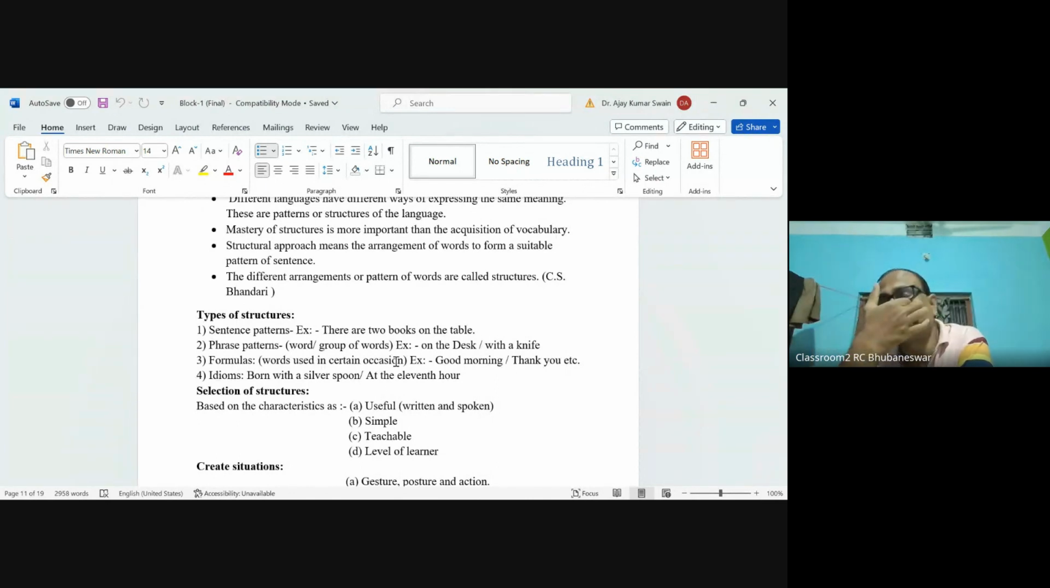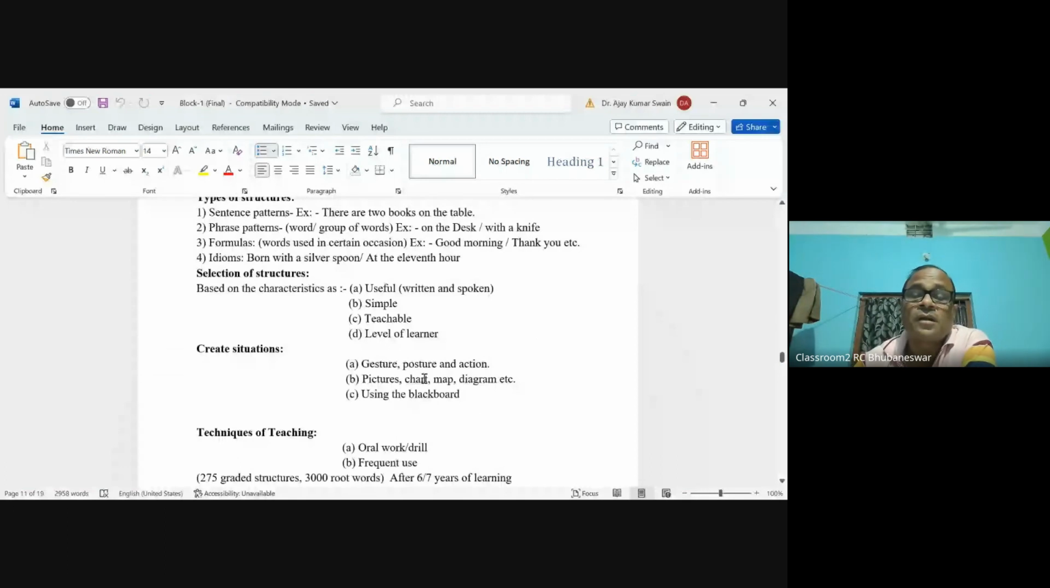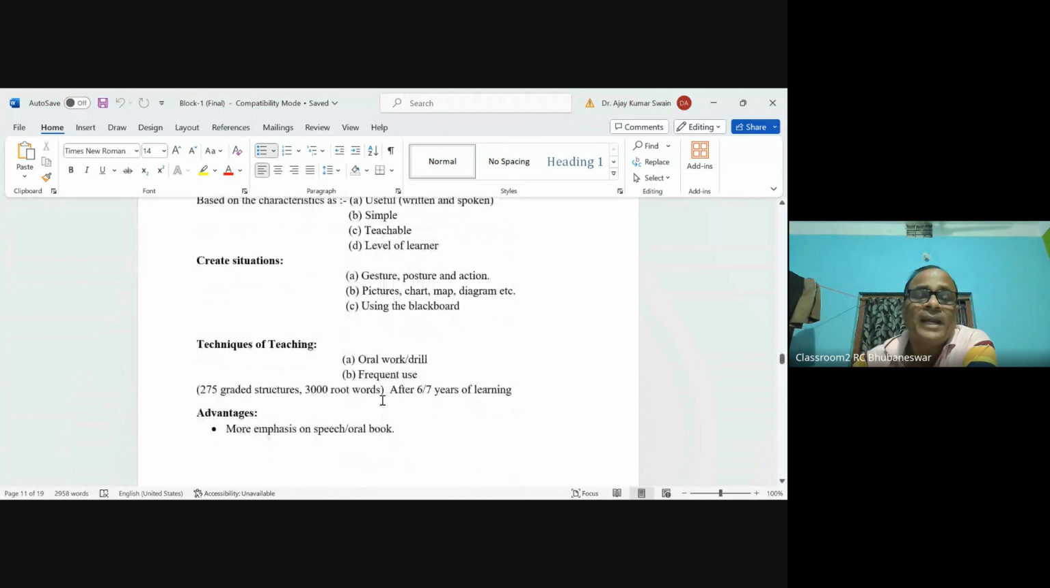Level of learner: the learner's level is taken into consideration. Another is to create situations using gesture, posture, action, pictures, charts, maps, diagrams, the blackboard, a smart classroom, smart board, audiovisual aids or projector. So the number of activities is related to all these. While we are teaching structures, the techniques are oral work, drill and frequent use. This is very important.